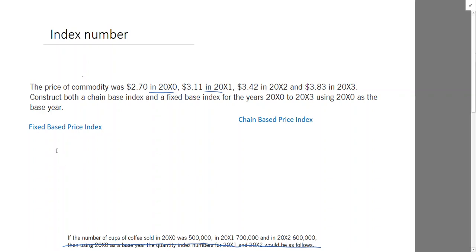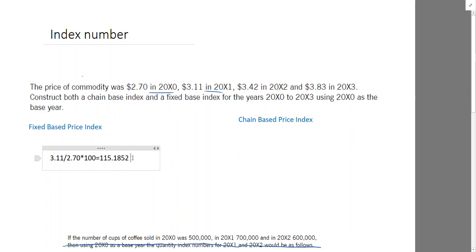So you can find the index for the first year. We can't find the index for the first year, which is 2010, because we have to compare it with something. So the first index we will calculate is for 2013. So in fixed base, what you do is you take the next year divided by 2.7, the base year, and then you multiply by 100.